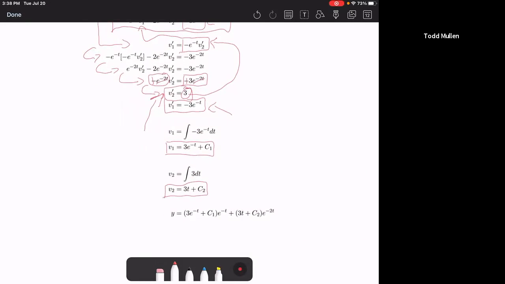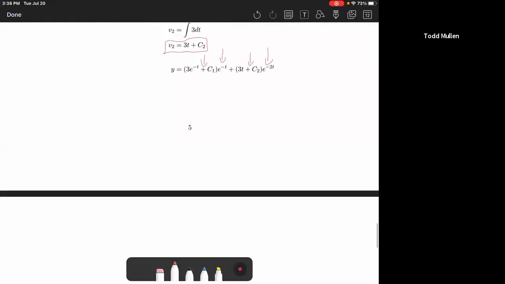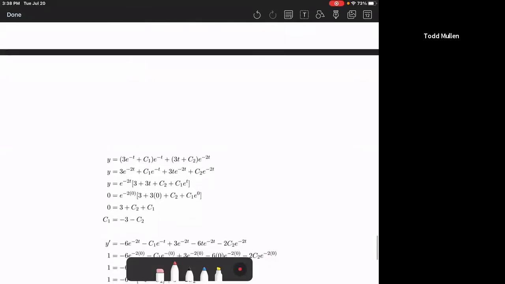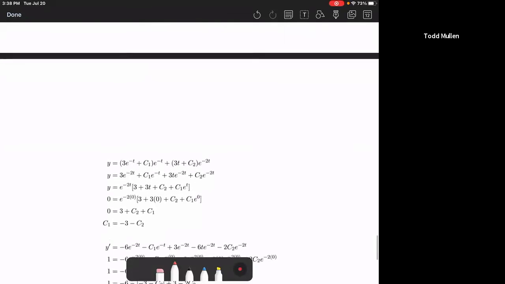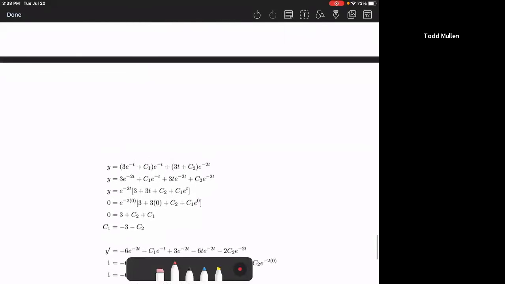We're going to plug these values back in to our equation that we solved for as v1 and v2. Remember, we've already solved for y1 and y2. And that is our solution. We are going to try to simplify it a bit because we've got some values we need to plug in for our initial value problem. So we're going to clean it up as best we can. We're going to multiply it through, and we get this expanded form. And then we're going to factor out that e to the negative 2t. And hopefully that just makes things a little bit easier.